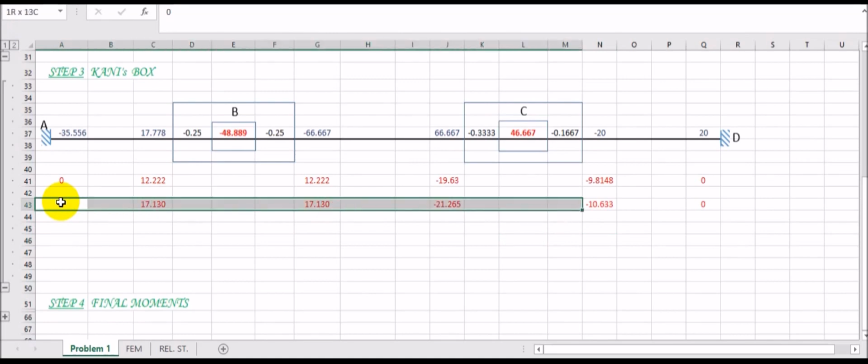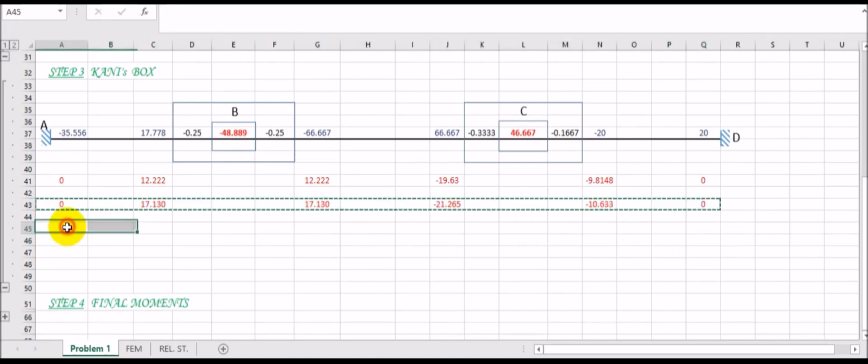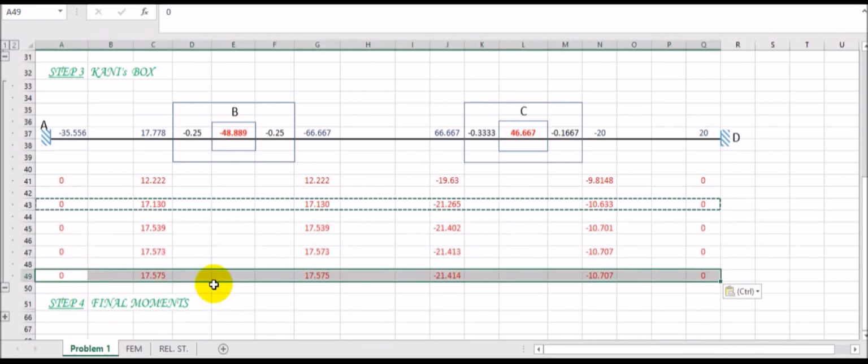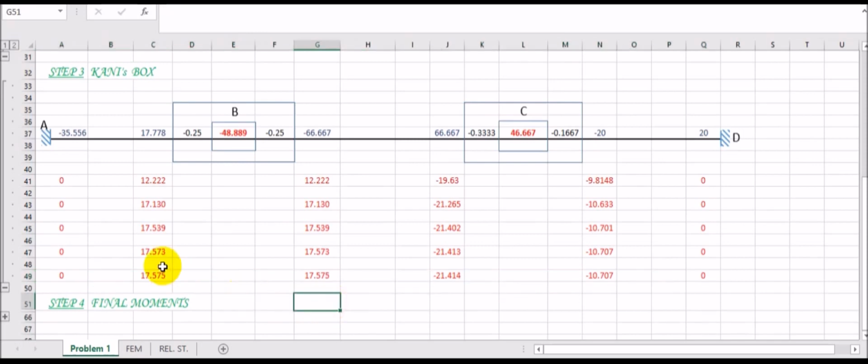You have to do these iterations till these two values come out to be equal. You can see there is very less difference between these two values. So when these two values come out to be equal, you have to stop your iteration. So here I had to do 1 2 3 4 5 times. I had to do the iteration to get the two values equal. Okay, so these are my final values which I have to use to find my final moments.